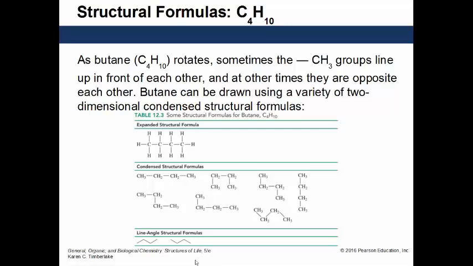The condensed structural formula for butane can be written any number of these ways. These all represent the same compound. These are all C4H10, but in different arrangements, different conformations. Or it can branch like this, or it can branch like that, or that. So all of these represent exactly the same thing. Everything on this page is butane, whether you write an expanded formula like this, a condensed formula like this, or the line angle formula.